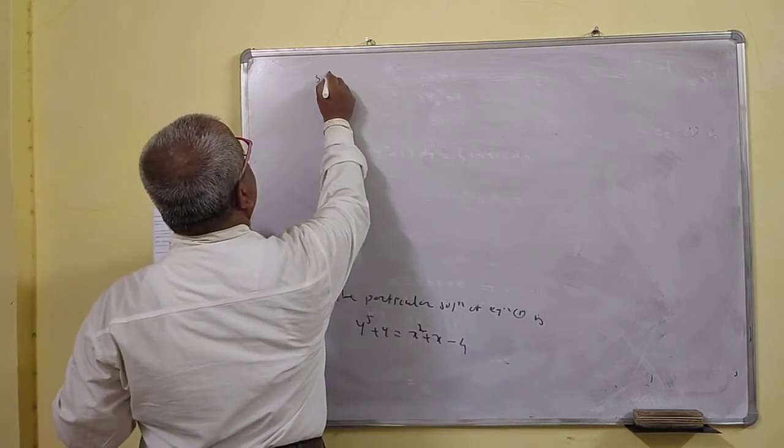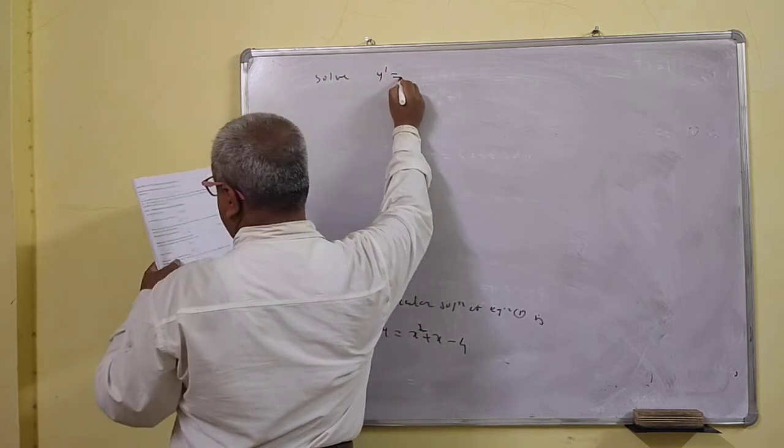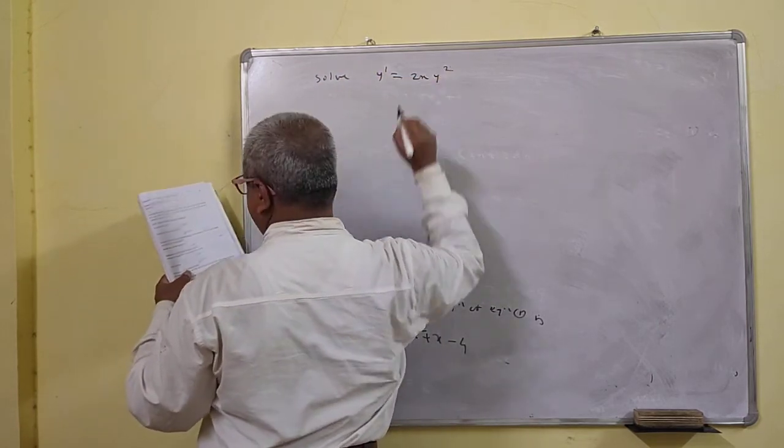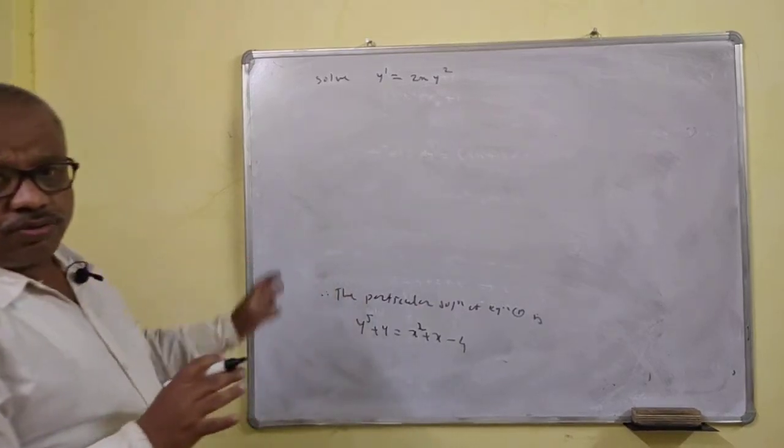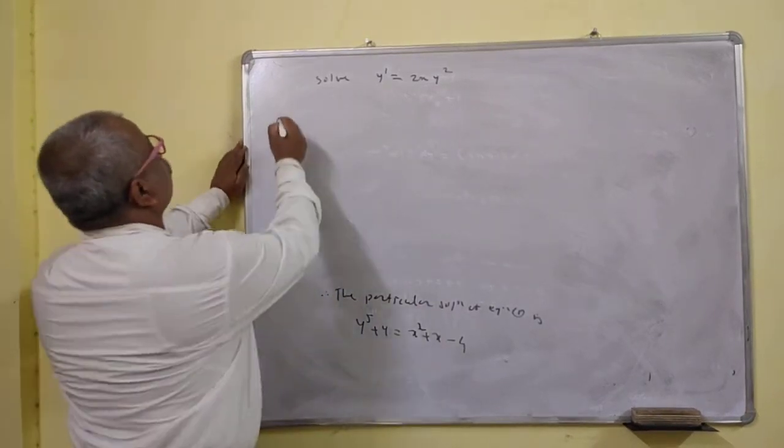Okay, solve. y prime is equal to twice x y square. So orally actually you can do this one. Orally you can solve. Okay, solution.